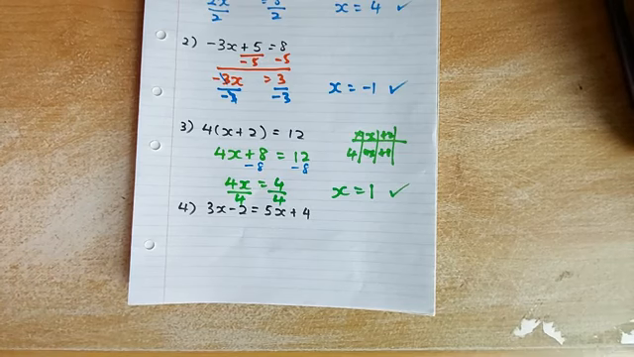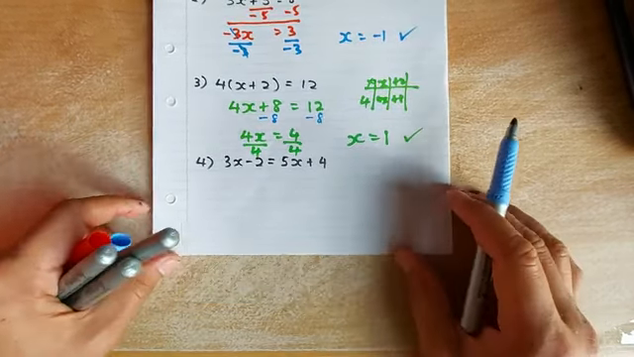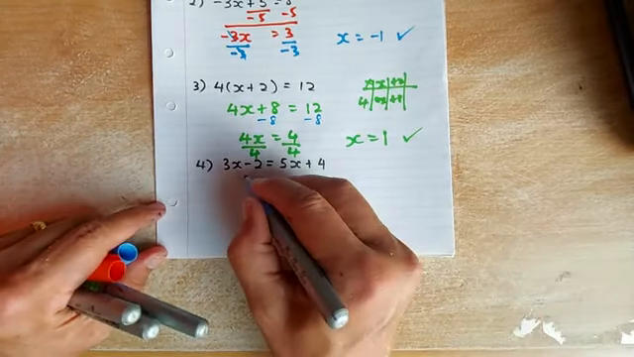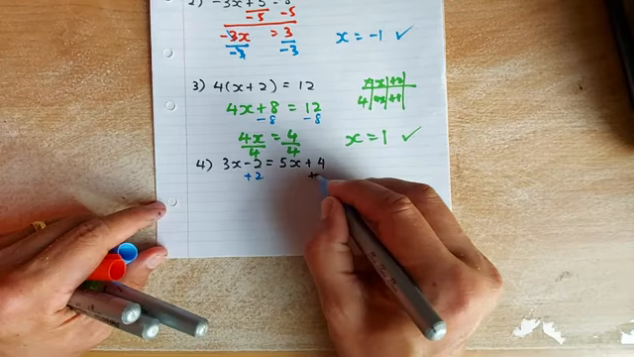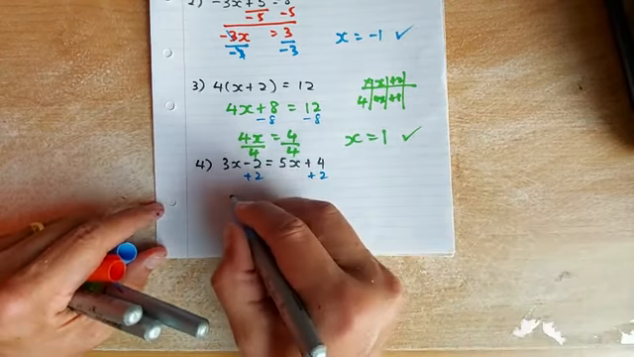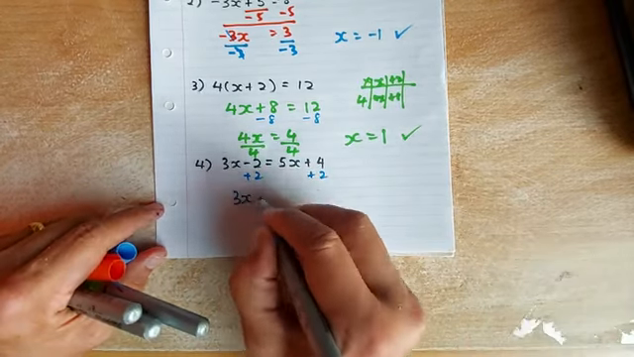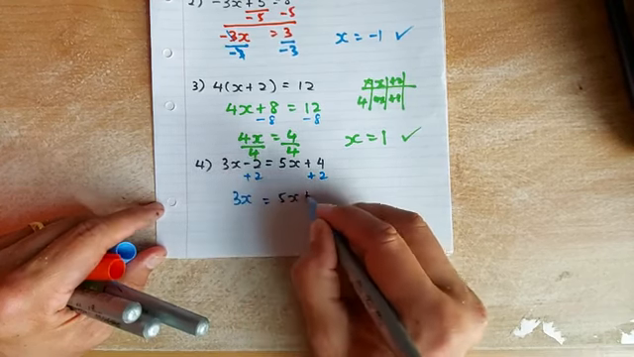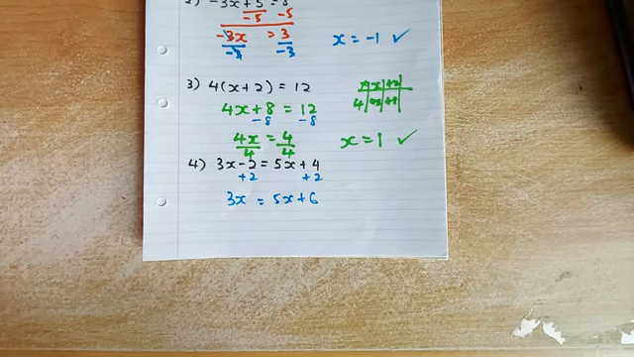Fourth example, this is common. You have both numbers and x's on both sides. So the first thing you do, you're going to get rid of the minus 2. You plus 2 on the left, you plus 2 on the right. So the 2 will cancel out. So on the left, 3x. This will cancel out. 2 minus 2 is 0. So 5x plus 6.